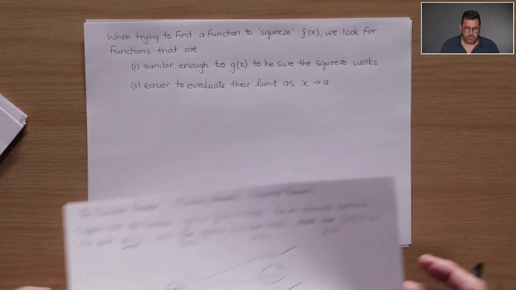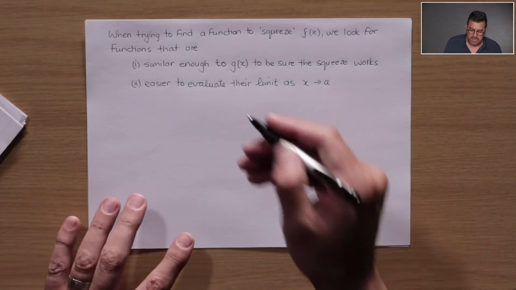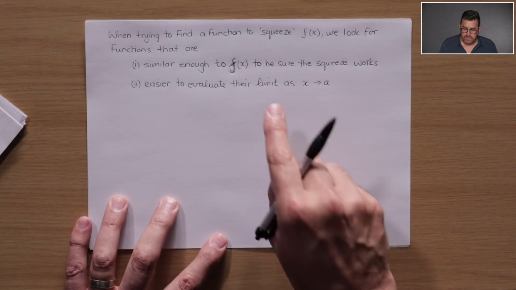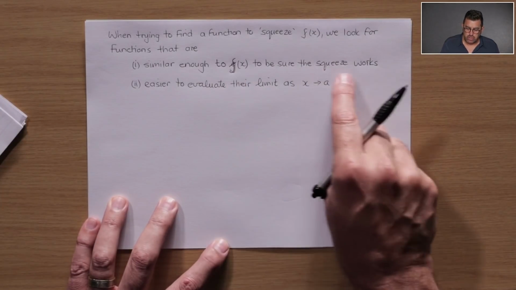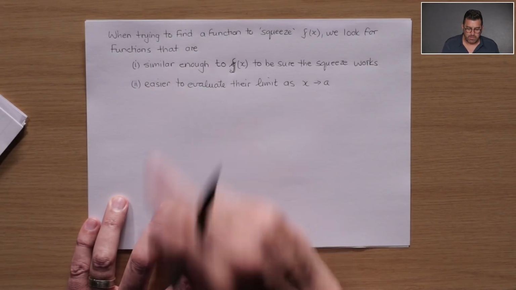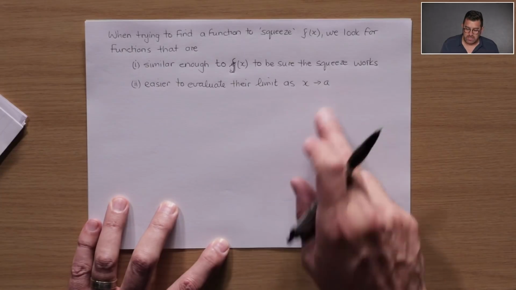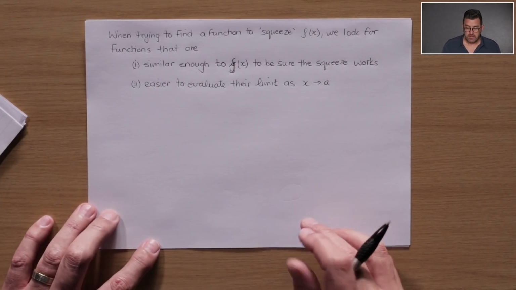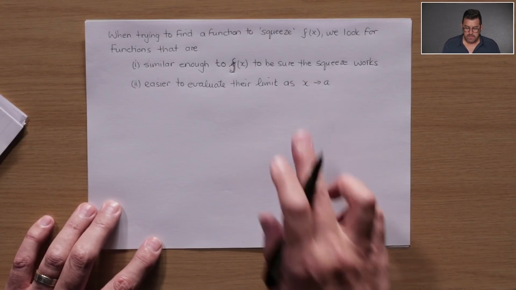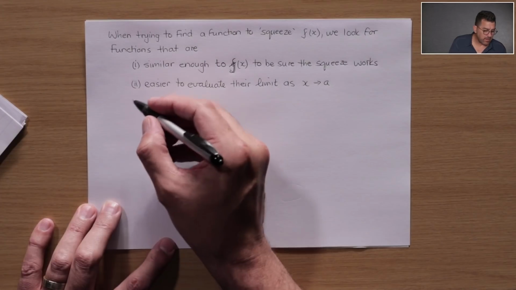We're looking for similar enough functions to the function that lies in the middle. I wrote g of x here, that's supposed to be f of x, sorry. And we need to make sure that it works. The squeeze works, and that's why we want similar functions, and also functions that are easier to evaluate in the limit than the function that we might necessarily be looking at. Okay, so to demonstrate this to you, I'm going to do an ugly one.